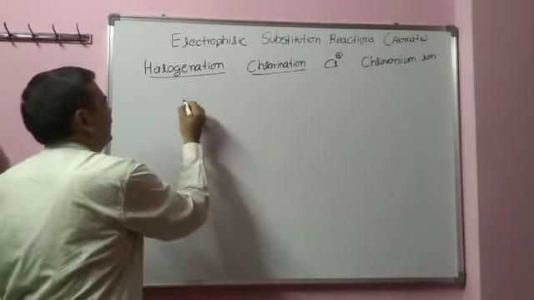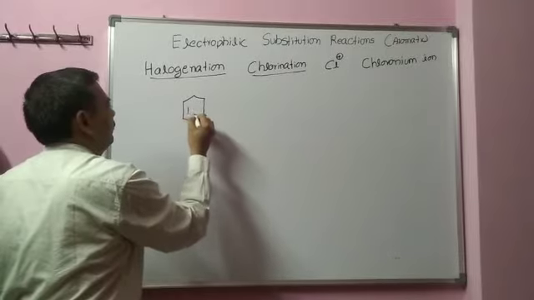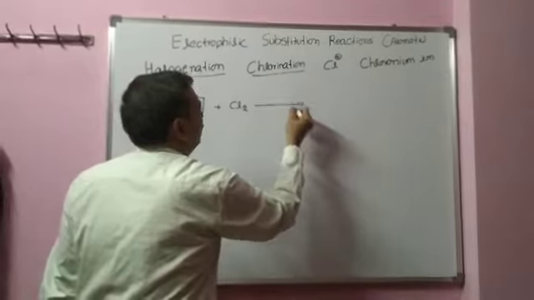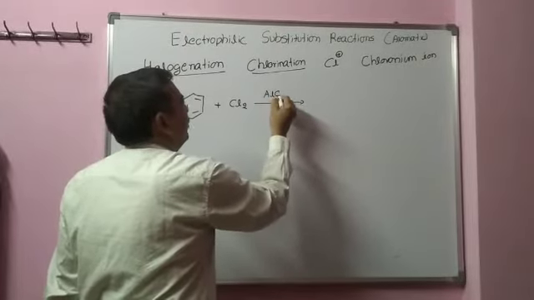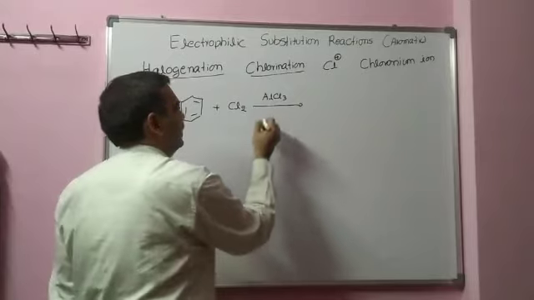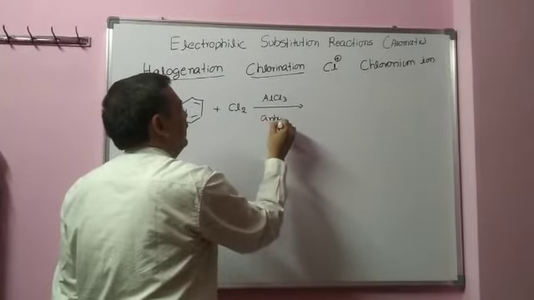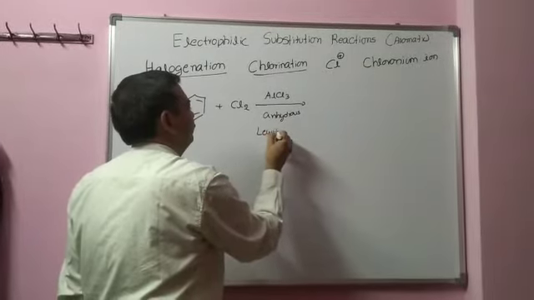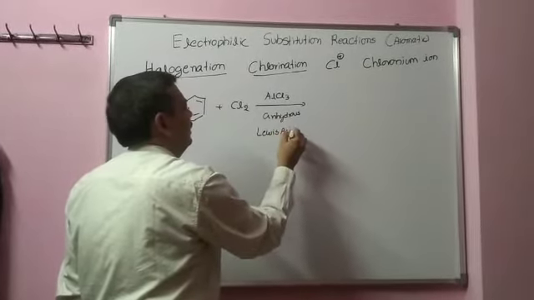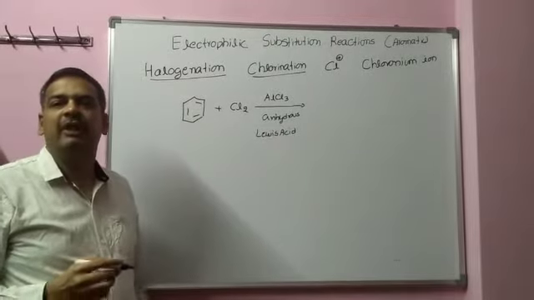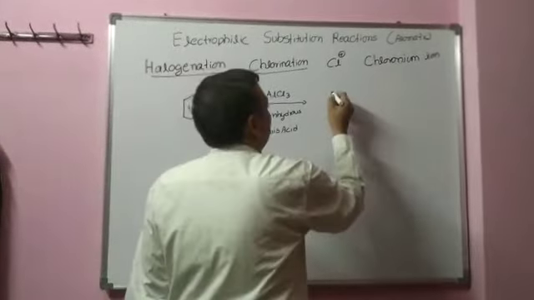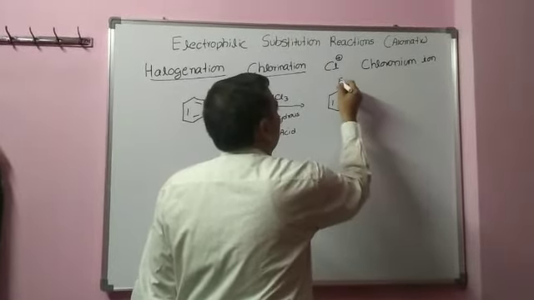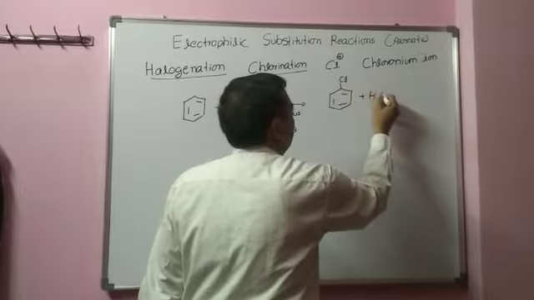Coming to the reaction, when benzene reacts with chlorine in presence of AlCl3, which should be anhydrous, AlCl3 is a Lewis acid. When benzene reacts with chlorine in presence of anhydrous AlCl3, it will form chlorobenzene, and the side product is hydrochloric acid.